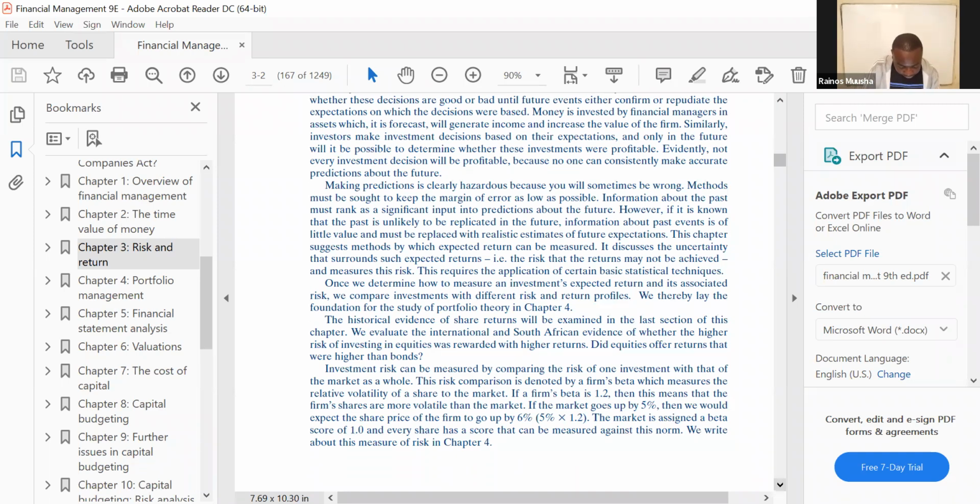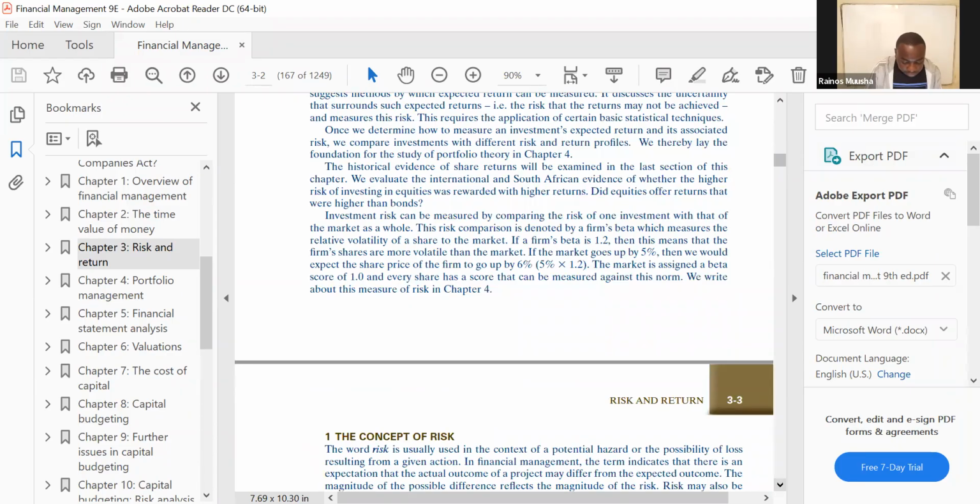So if you skip the next paragraph, they say investment risk can be measured by comparing the risk of one investment with that of the market as a whole. So the risk comparison is denoted by a firm's beta, which measures the relative volatility of a share to the market. So if a firm's beta is 1.2, then this means that the firm's shares are more volatile than the market. So if the market goes up by 5%, then we would expect the share price of the firm to go up by 5 multiplied by 1.2, which is 6%.